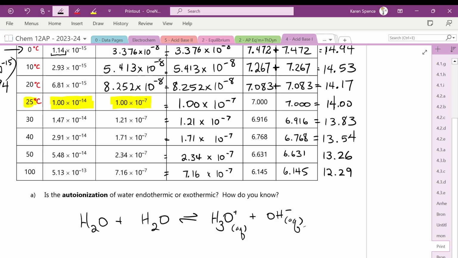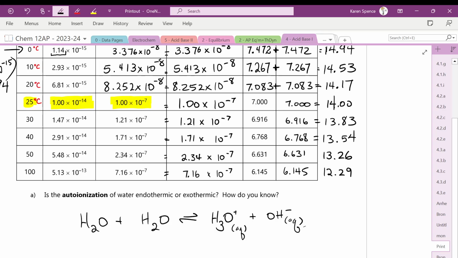Temperatures are getting higher. Ion concentrations are getting bigger. If the ion concentrations are getting bigger, which way is the equilibrium shifting? Left. So it's shifting this way. Are we making these or are we losing them? If you're shifting that way, you use up these and you make those.